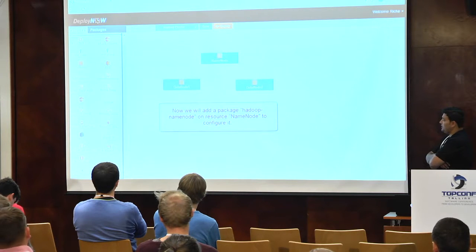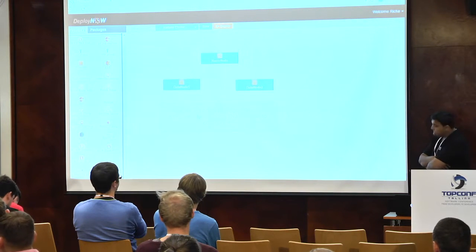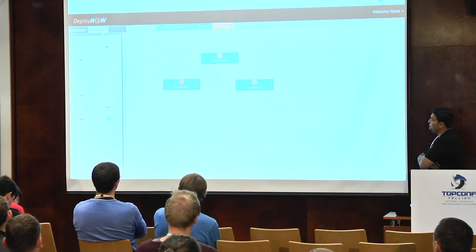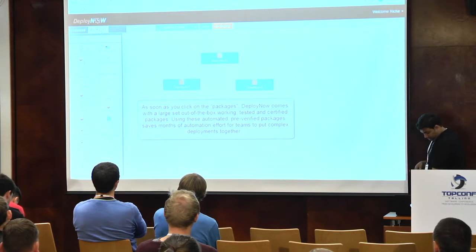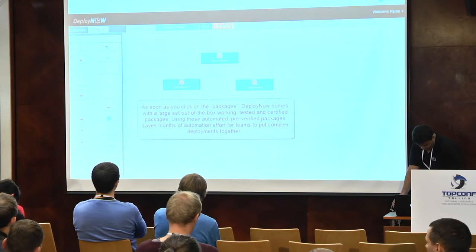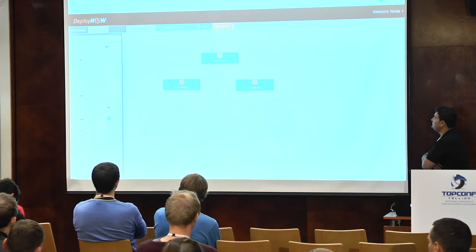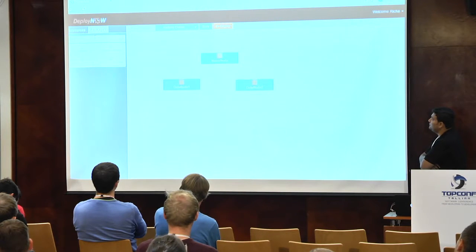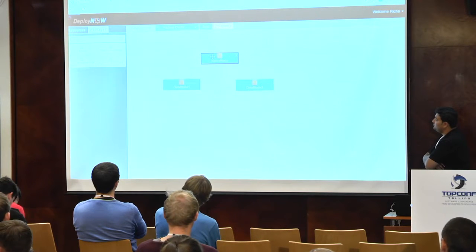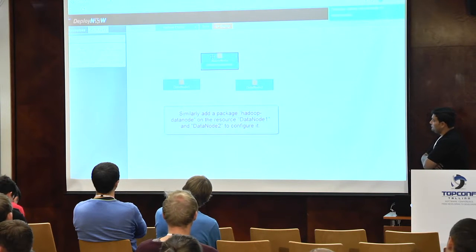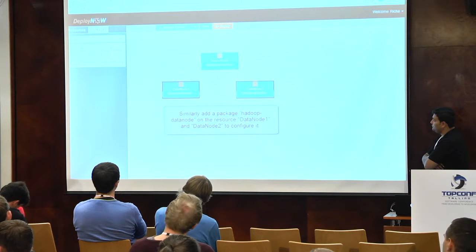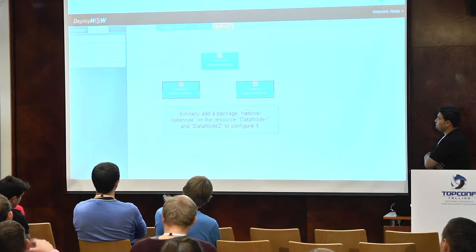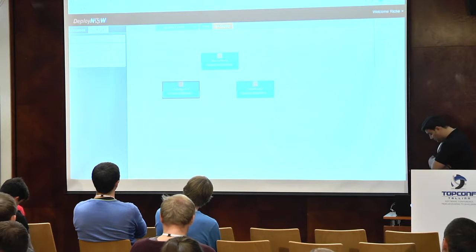We will now add a package called Hadoop. We'll click on packages, and we'll have a whole set of different packages right out of the box, working and tested and certified. So we can click and drag these packages into the different nodes that we have. We'll filter for Hadoop, put the package for the name node into the name node instance, and we do the same thing for the Hadoop data node package for the data node instances.